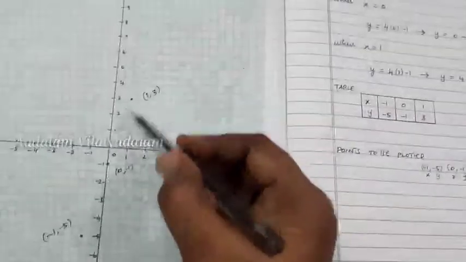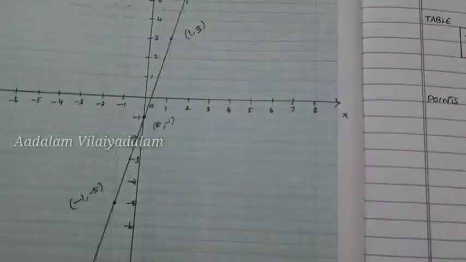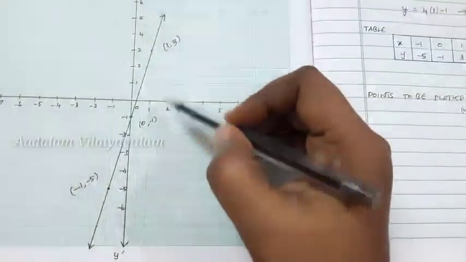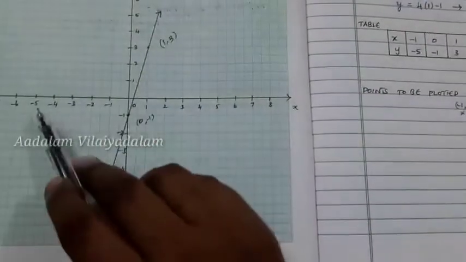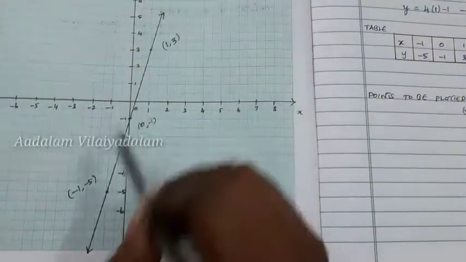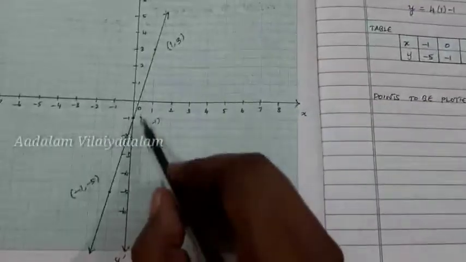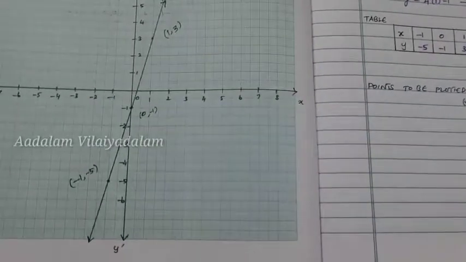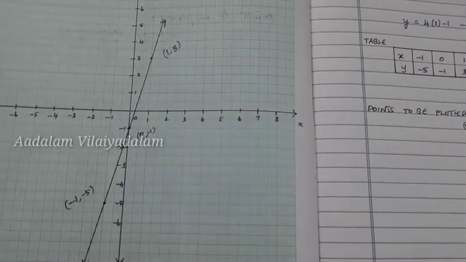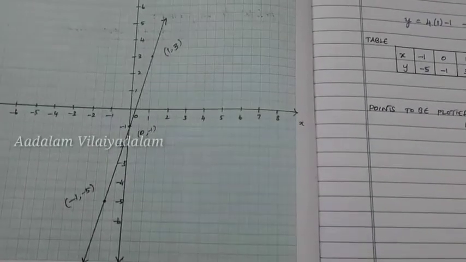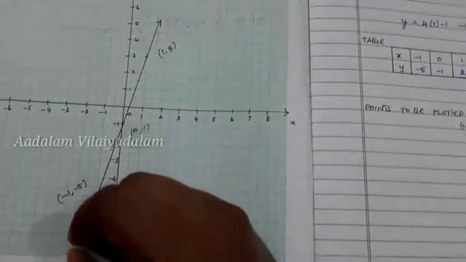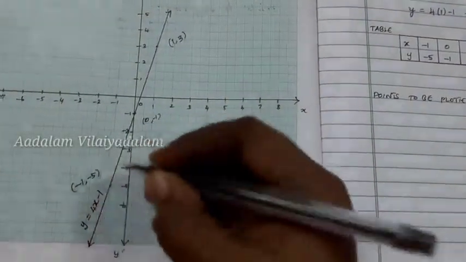Now let us join these 3 points. Joining them, we get a straight line which meets the y-axis at minus 1. Now this is the required graph for the linear equation in two variables. On the straight line, we shall write the equation, that is y equal to 4x minus 1.